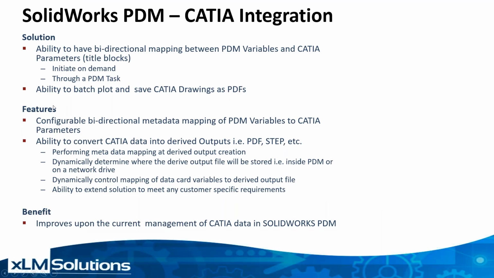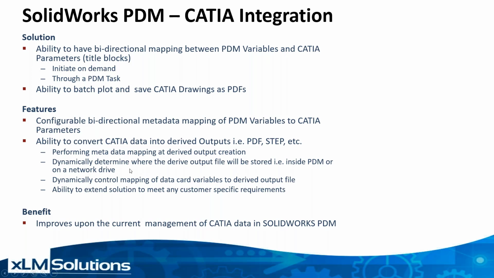So with that, hopefully I was able to demonstrate to you configurable and bidirectional metadata mapping between PDM variables and CATIA parameters, and the ability to convert CATIA data into a derived output. In this case, we did a PDF, but we could also use other derived outputs like STEP files, IGES, DWFs, etc. The task also can perform metadata mappings to the derived output as well.